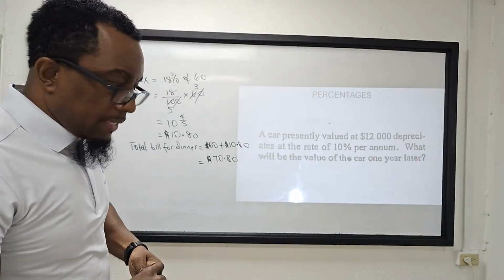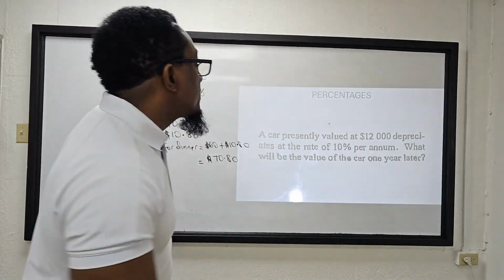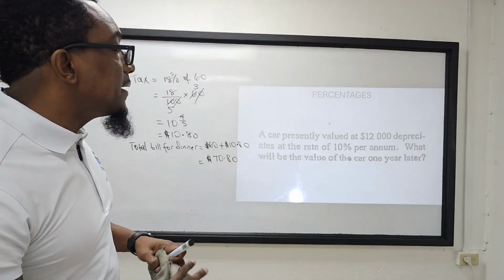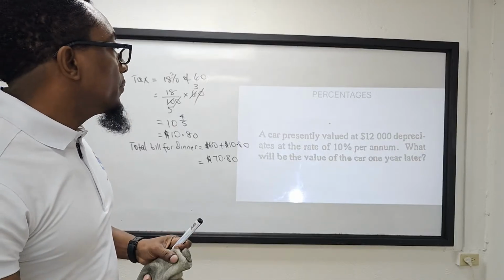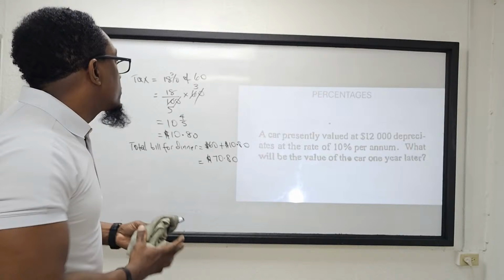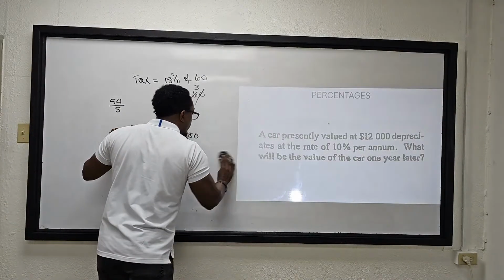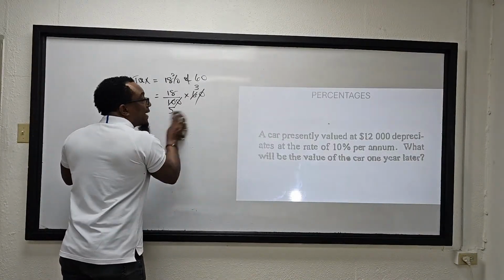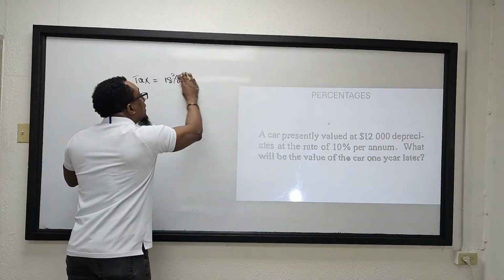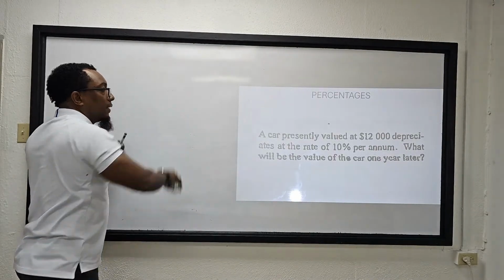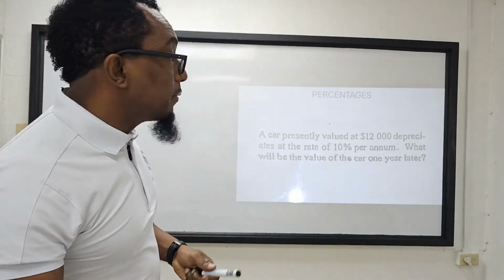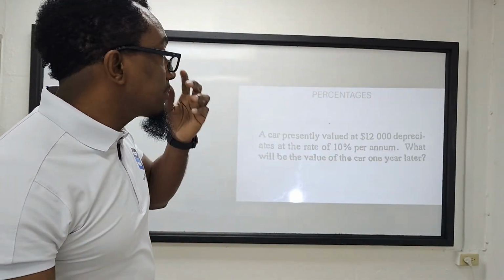Right, let's look at this again. A car presently valued at $12,000 depreciates at the rate of 10% per annum. What will be the value of the car 1 year later? Depreciates, right? So therefore, if it's valued at $12,000 at the beginning of the year, a year later we expect it to be less than $12,000, right? It's a car, it can't appreciate, right?